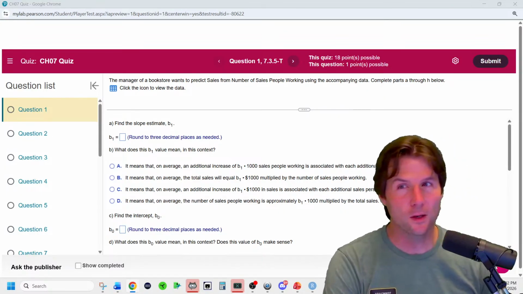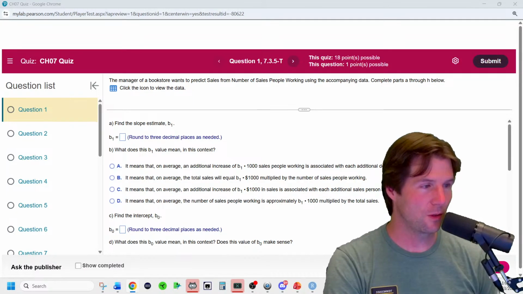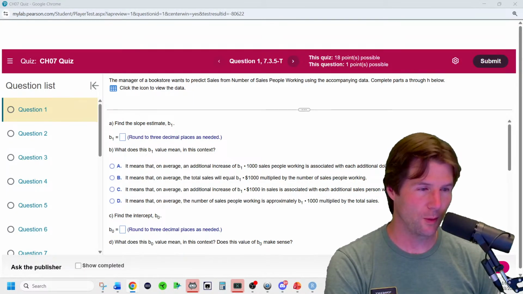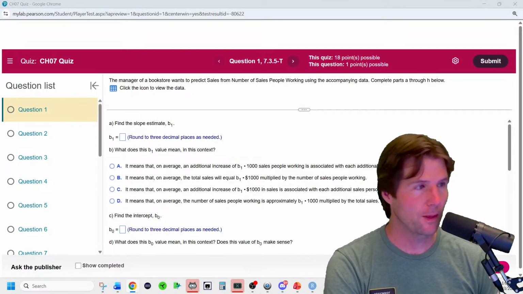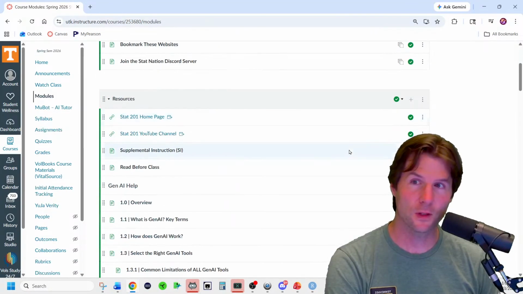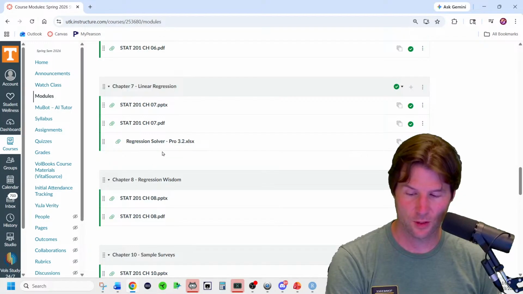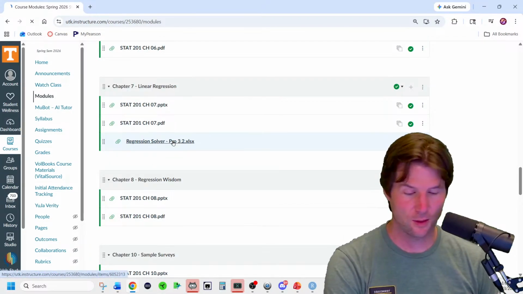This problem right here is a regression problem, as we're doing chapter 7, and to solve it, we are going to use the Regression Solver Pro, something I created a little while ago. To find it, you go over here to the Modules section on Canvas, scroll down to chapter 7, and under chapter 7, you will see Regression Solver Pro. Go ahead and download it. We're going to download it here in the background and just open up the Excel file. That's all you're doing right now, downloading the Regression Solver Pro found under the modules.